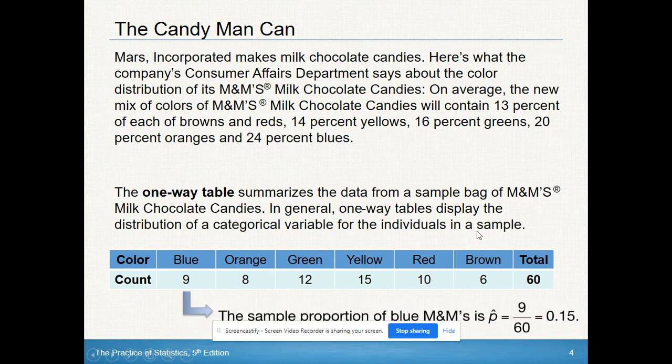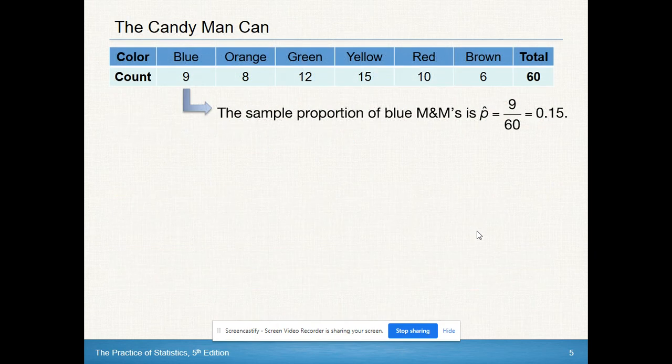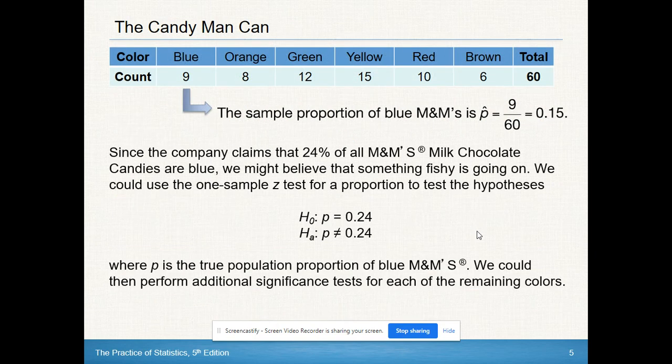So that means the sample proportion of blue M&Ms is about 9/60. So about 15% was blue. Now, we were told that it should have been about 24%. So we could look at that and come up with our regular test for proportions. And there we have two hypotheses right there.